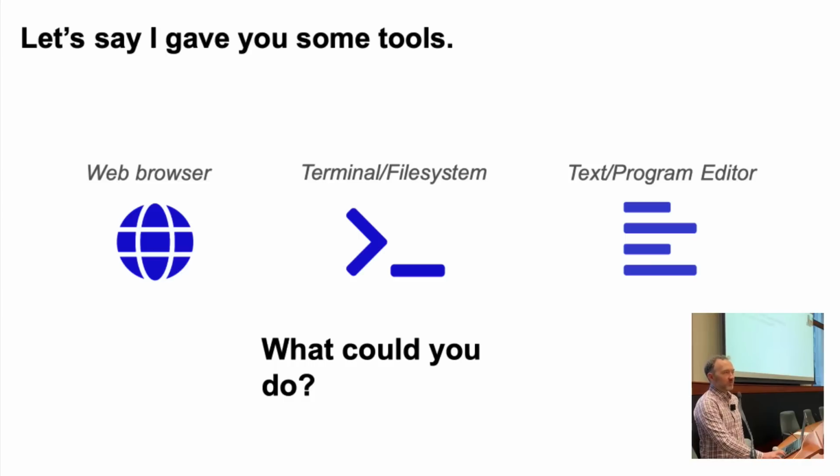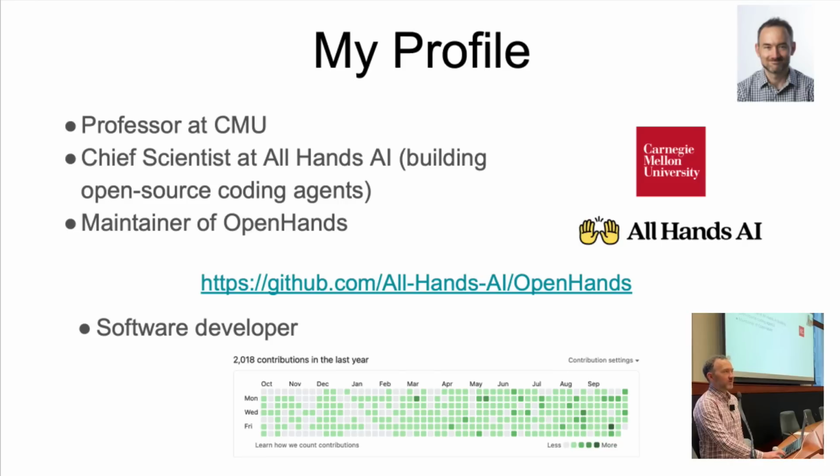So there was a little bit about my profile. I'm a professor at CMU, chief scientist at AllHands AI, building open source coding agents. I'm maintainer of OpenHands, which is an open source coding agent framework. And I'm also a software developer, and I like doing lots of coding and shipping new features. So building agents that help me to do this is a very interesting thing, very close to me.